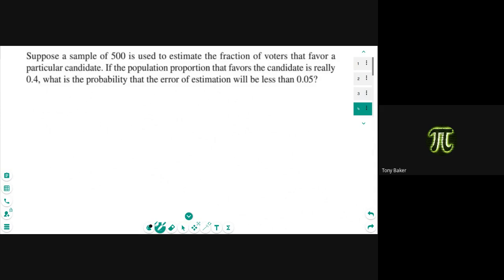All right. Suppose a sample of 500 is used to estimate the fraction of voters that are in favor of a particular candidate. So we've asked 500 people, and we want to know if they're in favor of a candidate, and the population proportion that favors the candidate is really 40%. What is the probability that the error of the estimate will be less than 5%?